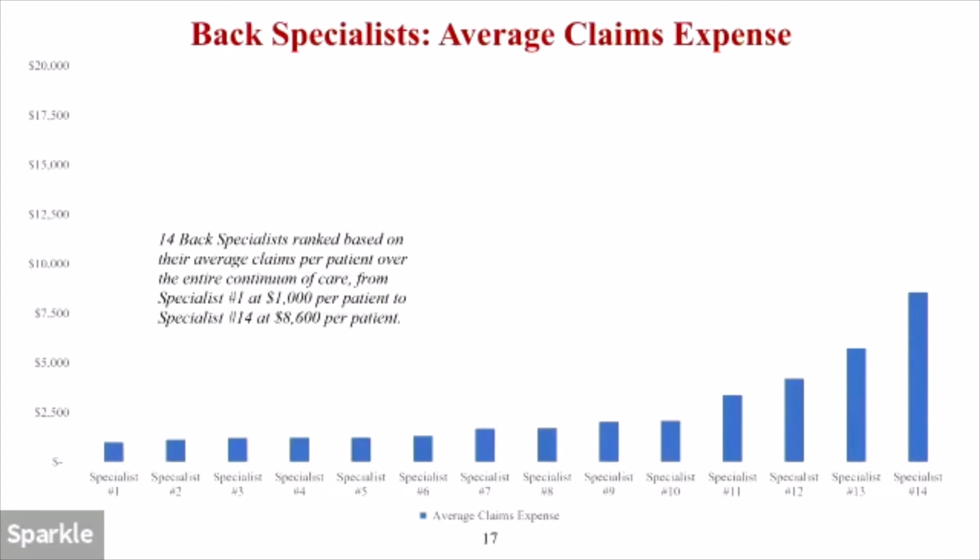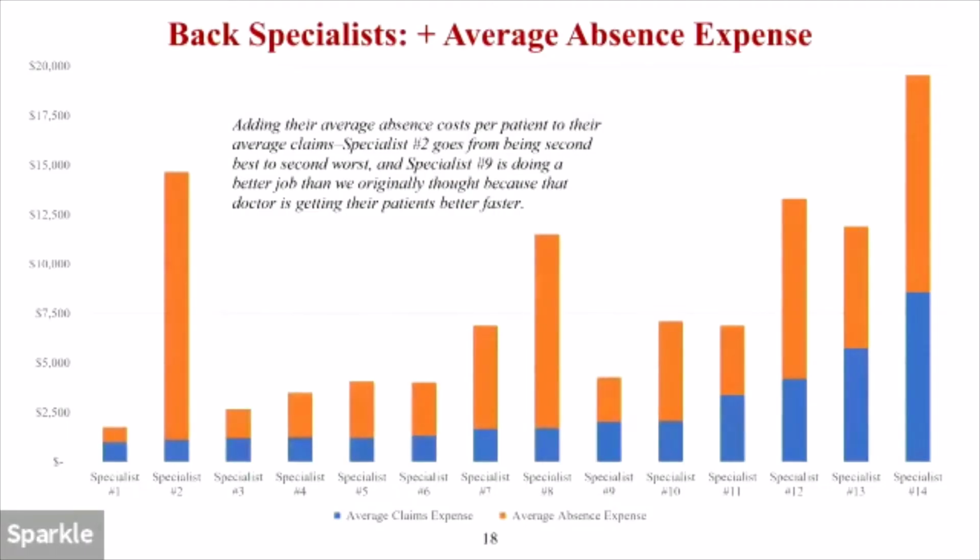But the claims cost is just half of it. We have to look at those absence costs too, because those absence costs are not only a real cost, but they're also an indication of the quality of the care. So when we add in the average absence cost for each of these doctors, this is what we get. Specialist 2 goes from being second best to second worst. And specialist 9 is doing a better job than we initially thought because they're getting their patients better faster.